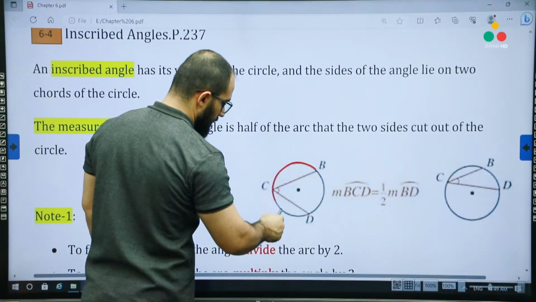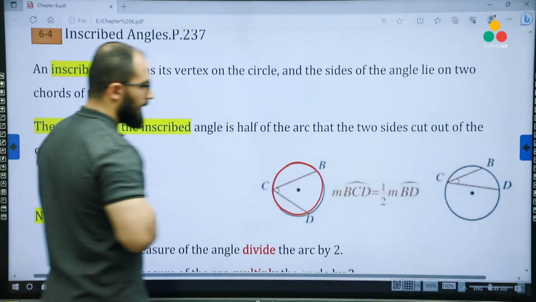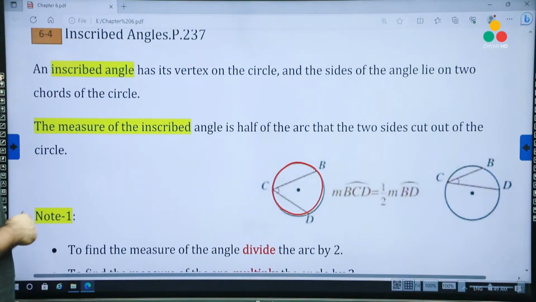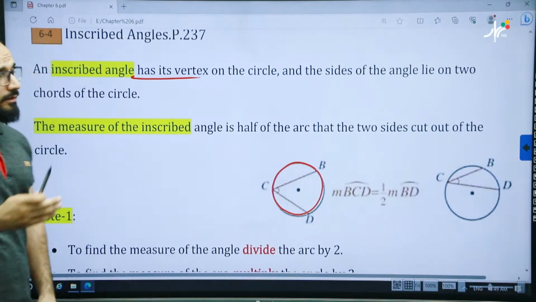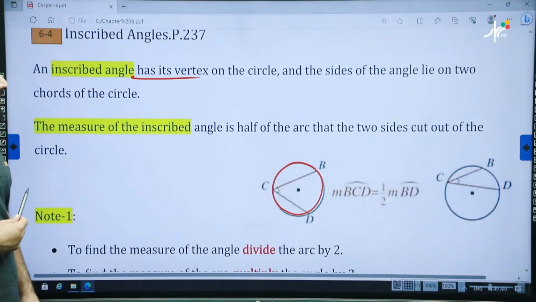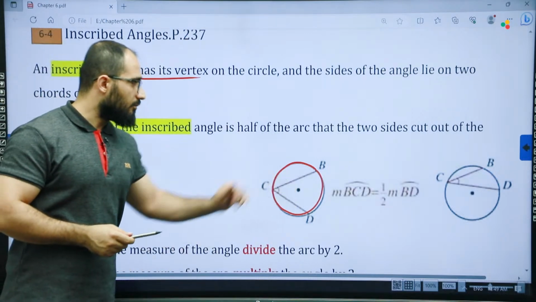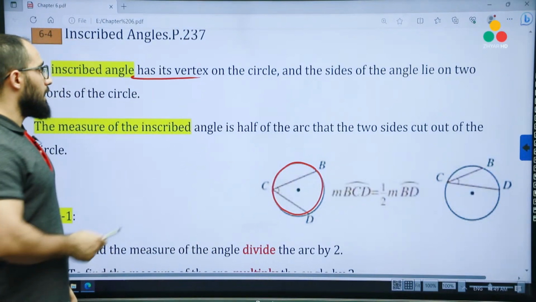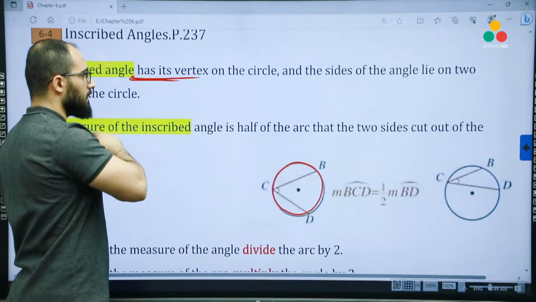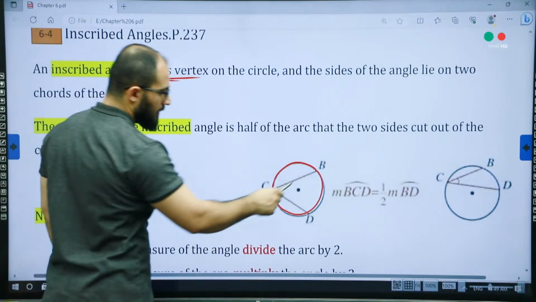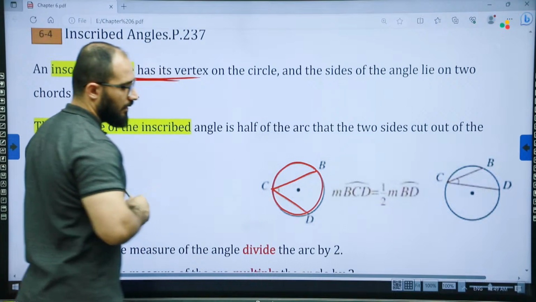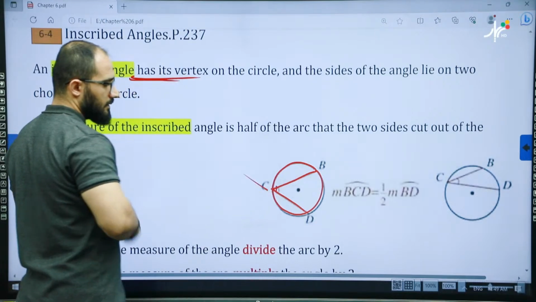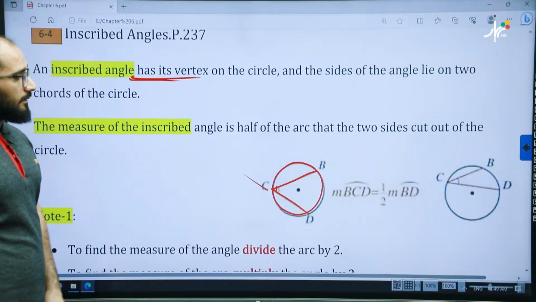This is the circle. Okay, an inscribed angle, it says, has its vertex on the circle. It's not like a central angle. When we had central, the vertex of the angle was in the center. But for an inscribed angle, the vertex of the angle is on the circle here. Okay, so this is the inscribed angle.